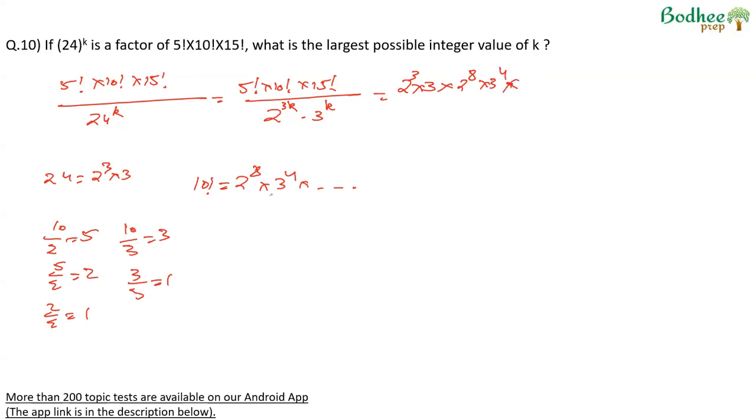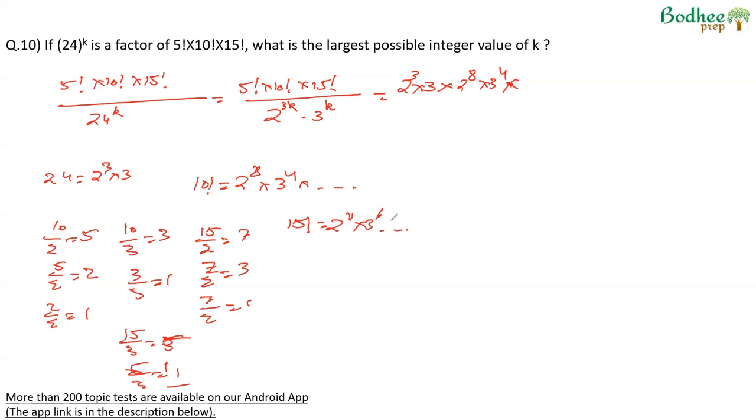And then 15 factorial. 15 factorial will have power of 2 as 15 by 2 is 7, 7 by 2 is 3, 3 by 2 is 1, so 11. So 15 factorial has 2 raised to power 11. For 3, it will be 15 by 3 is 5, 5 by 3 is 1, so therefore 6. 3 raised to power 6. 2 raised to power 11 into 3 raised to power 6 into whatever is left from the numbers, let that be n.